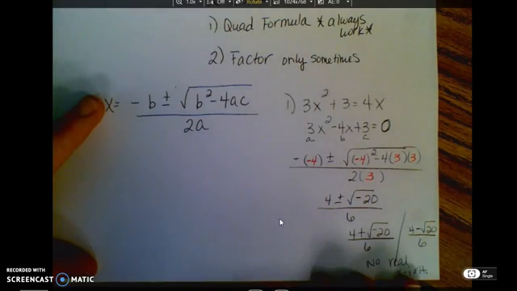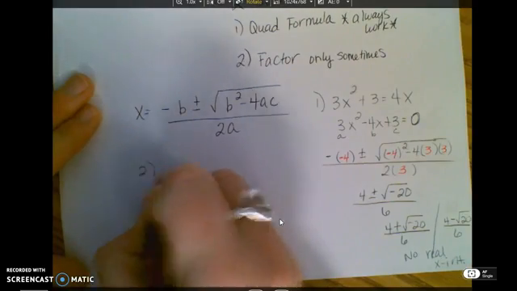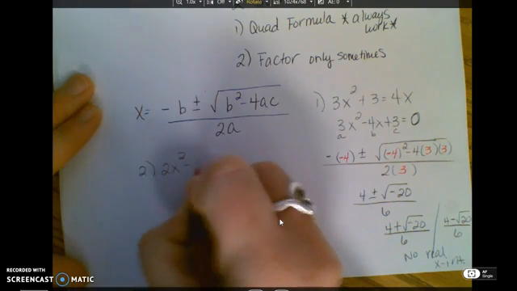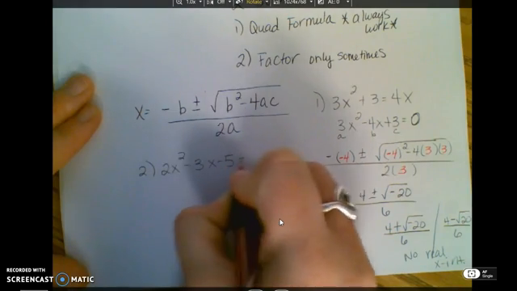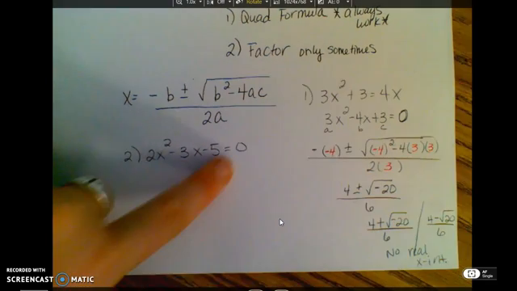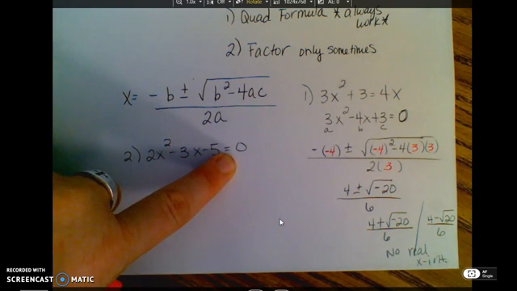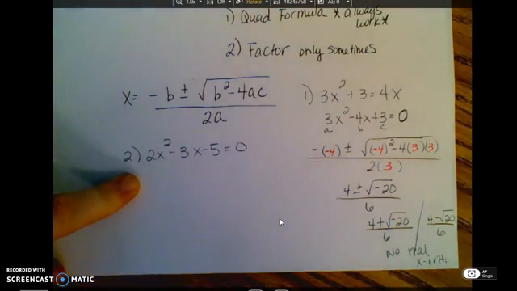So let's work a different problem. 2x squared minus 3x minus 5 equals 0. Again, if I'm going to work these, I have to know that y is 0 when I'm solving. And if you notice, y is 0. I'm just checking really quickly to make sure. Yes. Okay. So we want to use this problem.